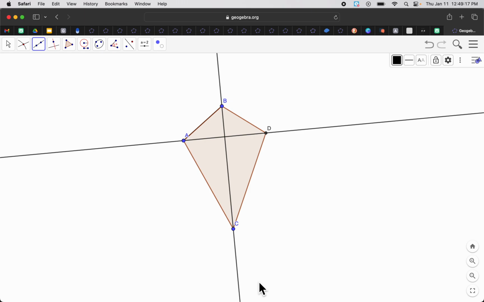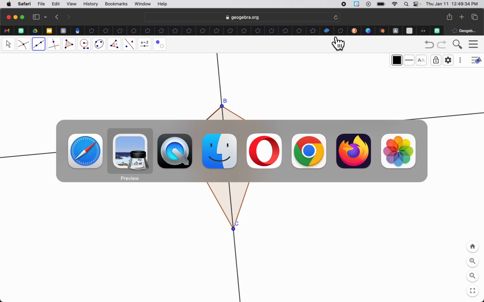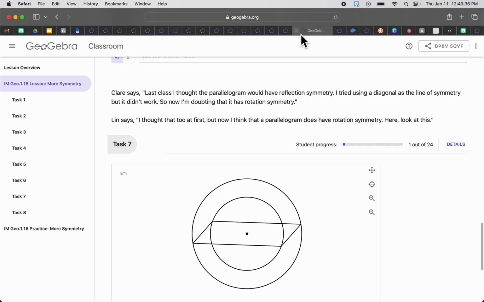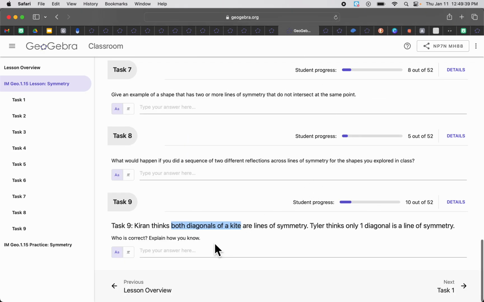A line of symmetry is where if we reflect across that line, we still end up with the shape exactly in the same position and matching itself. All right, so that is that. That's the last question on 115. Who's correct? And explain how you know. Be sure you do that part. Okay, great. That's it.